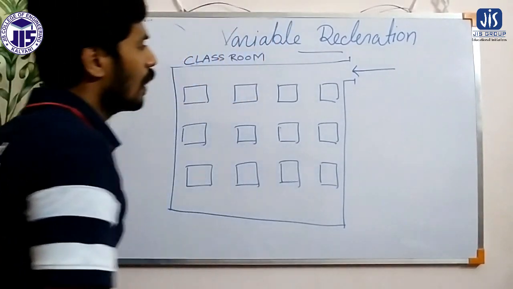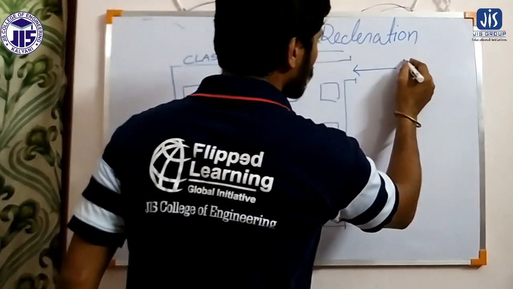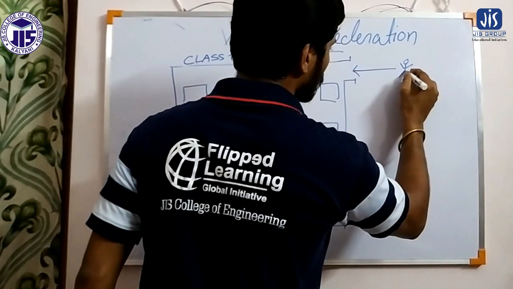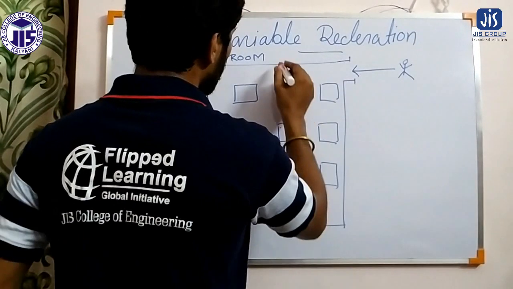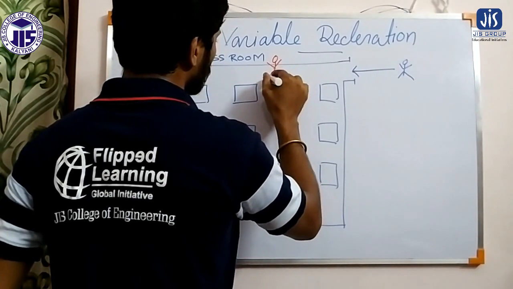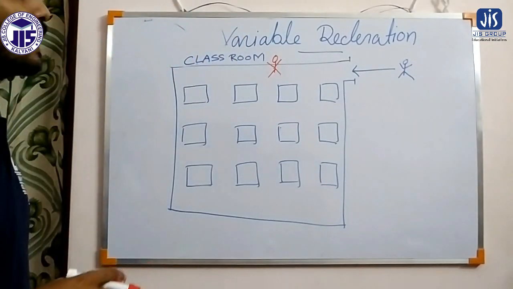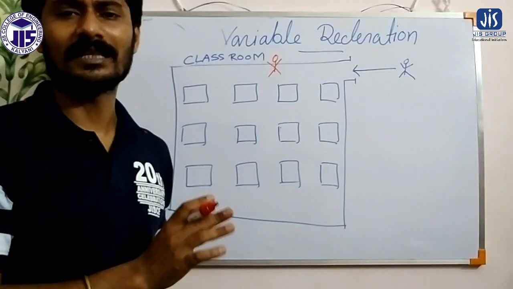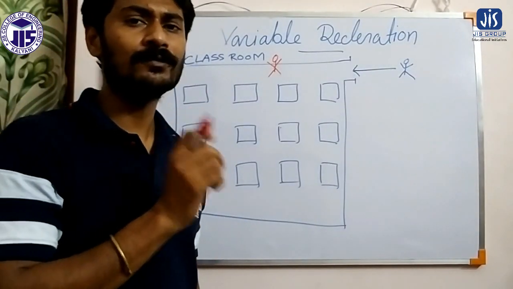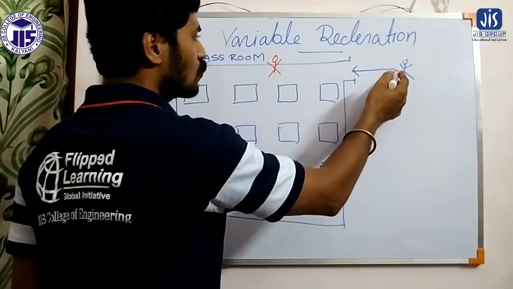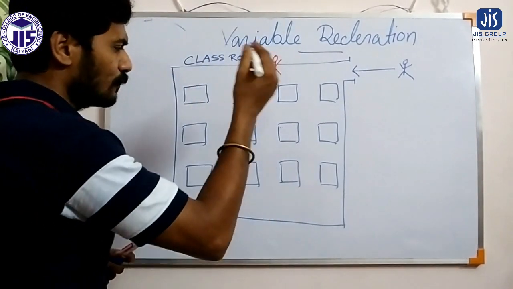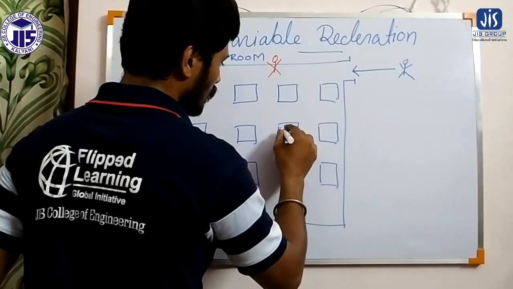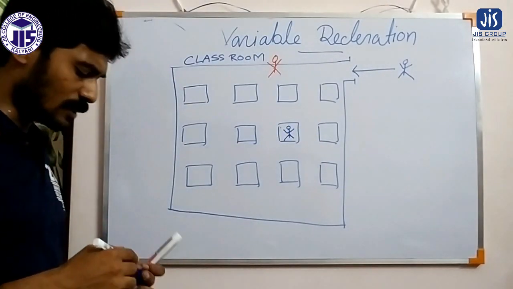Now, whenever a student will enter into the classroom, what will happen? The teacher will be there. What will the teacher do? The teacher will allocate the student to one of these desks. So, for example, when this student came, the teacher sent this student to any of these desks arbitrarily. For example, in this desk, the teacher has allocated.